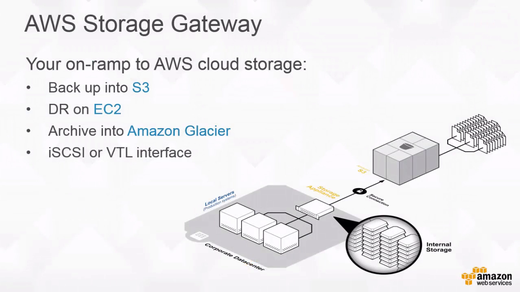So what AWS Storage Gateway is, it's a downloadable virtual machine. We support ESX and Hyper-V. It's installed inside your data center, and it presents itself as a block iSCSI or virtual tape library target that backup and archive applications can write to without changes to existing workflows.